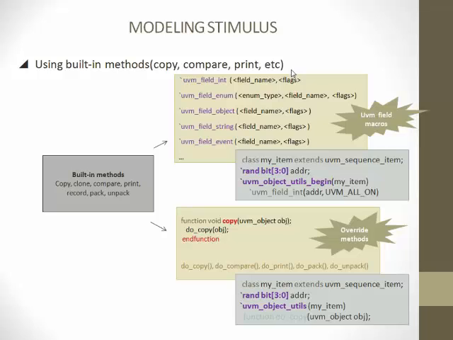Now, most of the time, we do have two ways of doing this. One is we have UVM field macros, okay? The other one is you can actually achieve the same thing by overriding the methods. So, which one do you prefer, right?